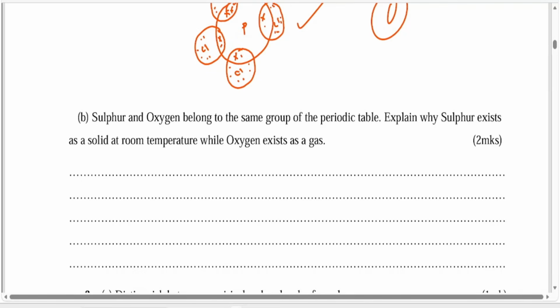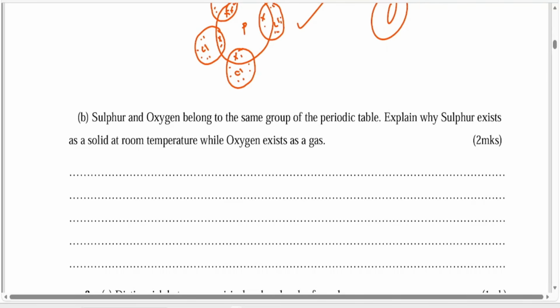Part B of this question: sulfur and oxygen belong to the same group of the periodic table. Explain why sulfur exists as a solid at room temperature while oxygen exists as a gas. We need to understand that sulfur is an octaatomic molecule, while oxygen is a diatomic molecule. And therefore, sulfur has stronger intermolecular forces than oxygen. And this gives sulfur higher melting point and boiling point.